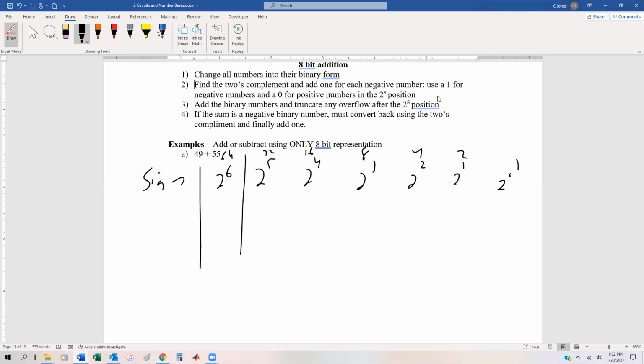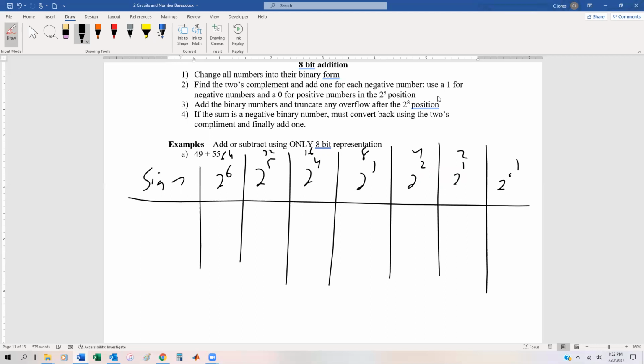And what we're going to do is convert both of the decimal numbers into binary. All right, so let's start with 49. Now we know 49 is a pretty easy number. It's going to start with a 0, so we always start with a 0. Even for 55, we start with a 0.